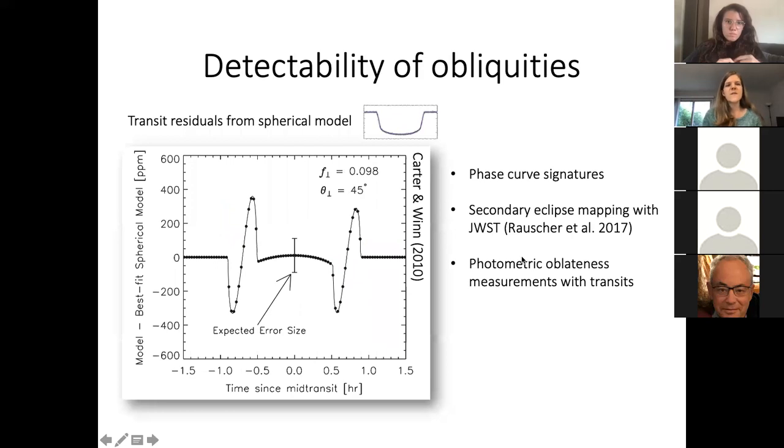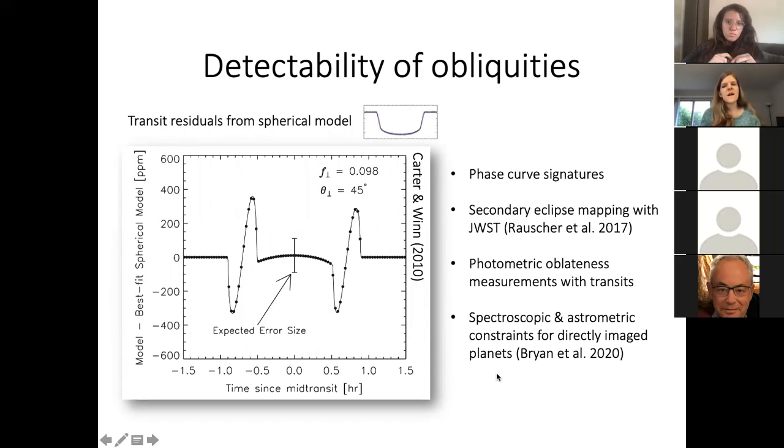I think the most promising technique for James Webb, though, will be measuring the deviations of the transit light curve compared to what we would expect if the planet was spherical versus if it was slightly oblate. This can give you some residuals that look like this, and this offers you constraints on both the oblateness of the planet and the obliquity. So this is a promising thing to try with James Webb.